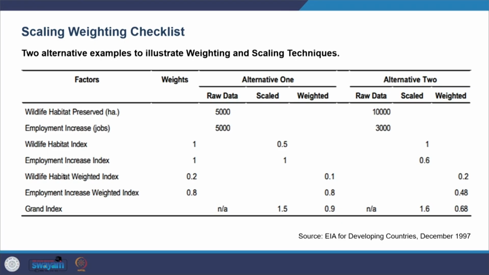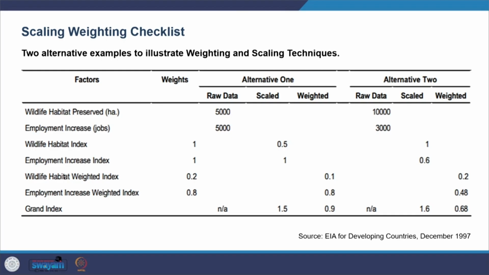In the first column, you can see a range of factors like wildlife habitat and employment: wildlife habitat index, employment increase index. They have been converted into indices, and then we weight them. In the second column, you can see that wildlife has 1 weight and employment increase has 1 weight. That means in whichever context we are talking about, we are giving equal weightage to both aspects.